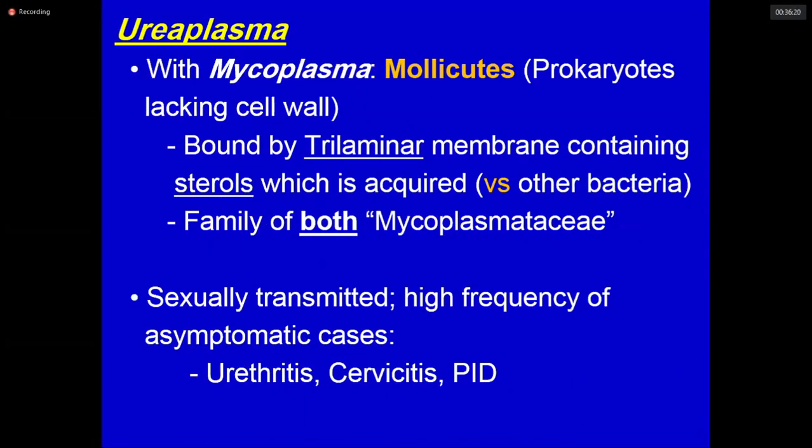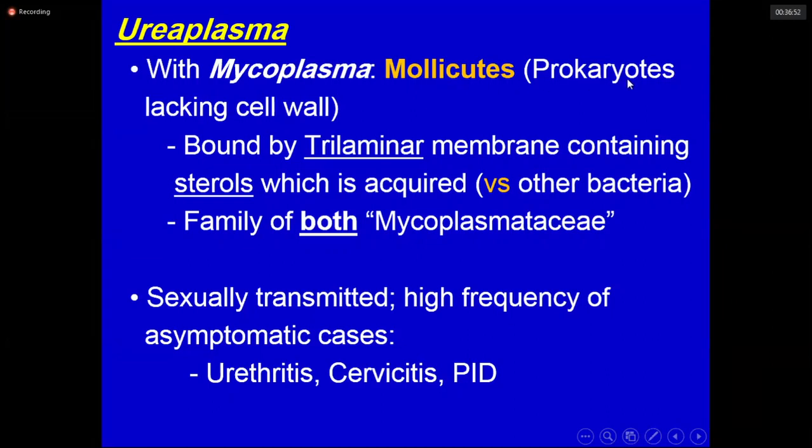We go to the second bacteria, which is Ureaplasma. Ureaplasma goes with another bacteria called Mycoplasma. I am sure you have heard about Mycoplasma because Mycoplasma can cause pneumonia, as you know, which is called walking pneumonia. Ureaplasma and Mycoplasma are called mollicutes. Both organisms together are called mollicutes.